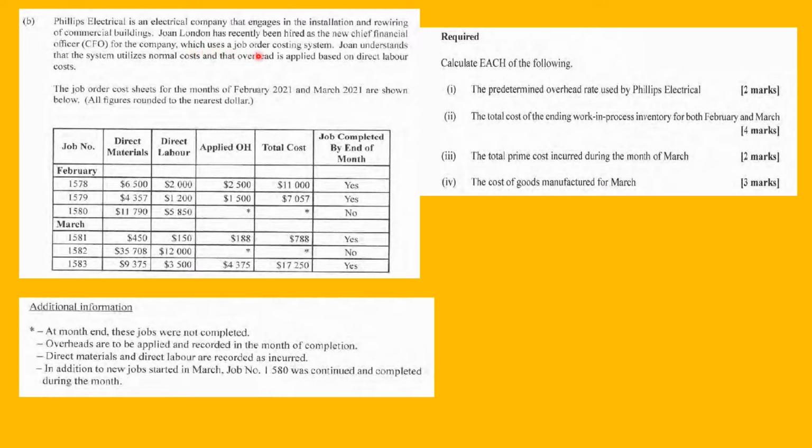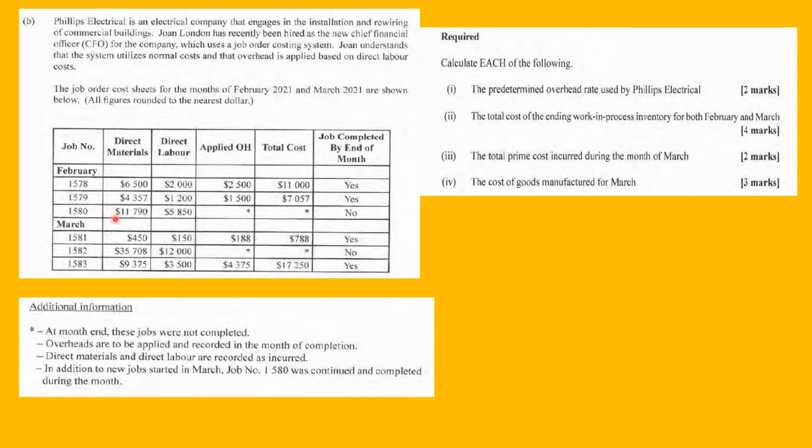Joan London has recently been hired as the new Chief Financial Officer for the company, which uses a job order costing system. Joan understands that the system utilizes normal costs and that overhead is applied based on direct labor hours or direct labor costs. The job order cost sheets for the months of February 2021 and March 2021 are shown below, all figures rounded to the nearest dollar. Okay, so we can round off the figures to the nearest dollar.